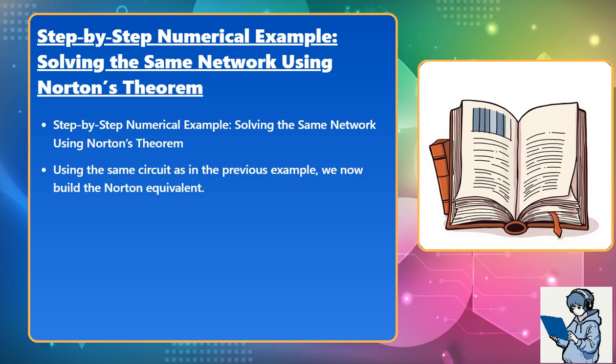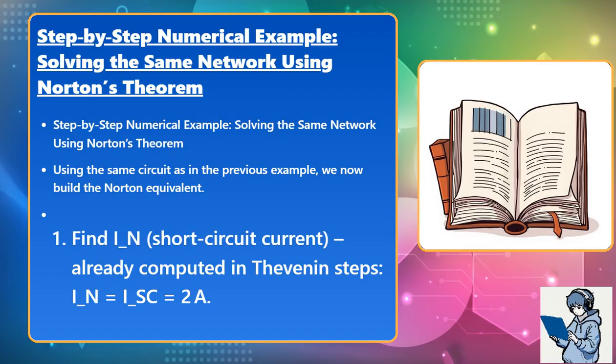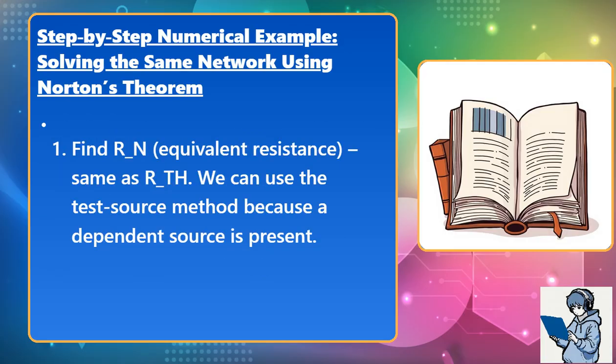Using the same circuit as in the previous example, we now build the Norton equivalent. Find IN, the short circuit current, already computed in the Thevenin steps. IN equals ISC equals 2 amperes. Find RN, the equivalent resistance, same as RTH. We can use the test source method because a dependent source is present.